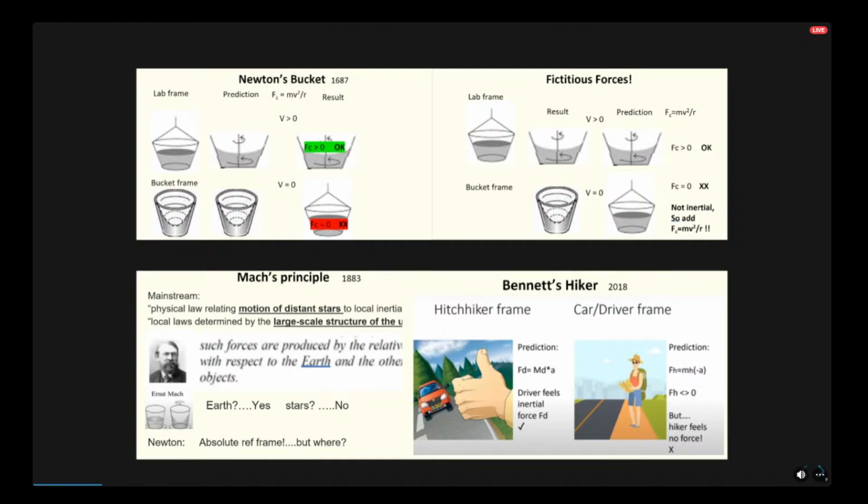All right, so that's one. And another one to touch on, another analogy that applies to linear motion, is the hitchhiker frame. So Bennett's hiker, he came up with the hiker analogy. So maybe Newton's bucket, being a rotation, is a little unclear. So you could apply the same situation to Bennett's hiker. We have a hitchhiker on the road, stationary, not moving. You have a car coming towards the hitchhiker.